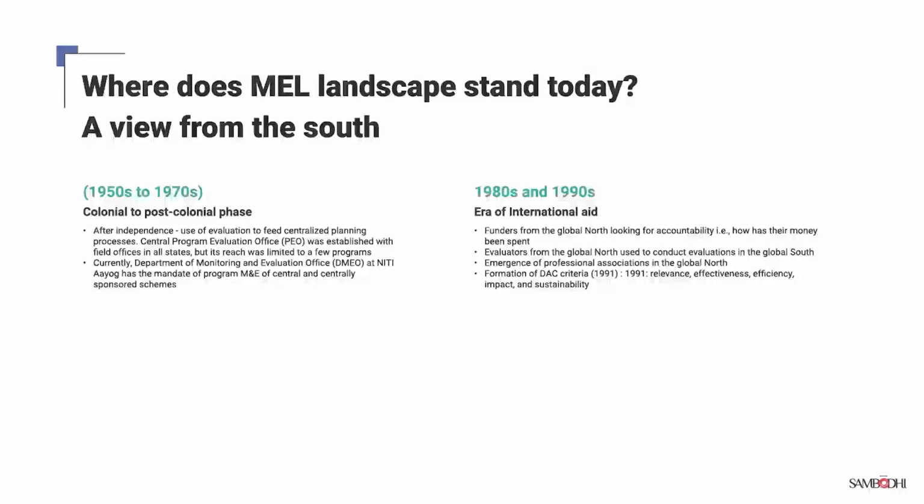Then, an era of international aid began, and evaluation started to be done all over the world. It also led to the start of groups for professionals. In 1991, funders from the Global North were looking for accountability. That is, how has their money been spent? Evaluators from the Global North used to conduct evaluations in the Global South. This led to the formation of professional associations in the Global North. Finally, the OECD came up with the DAC criteria to evaluate policies and programs.